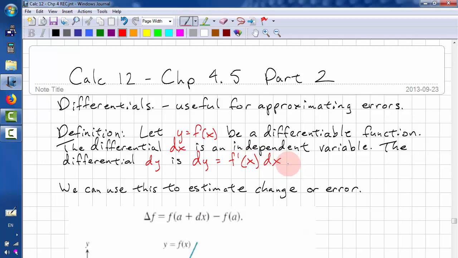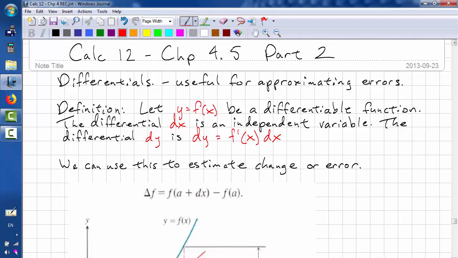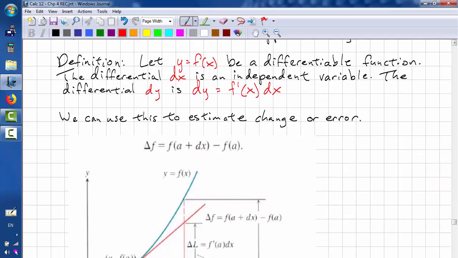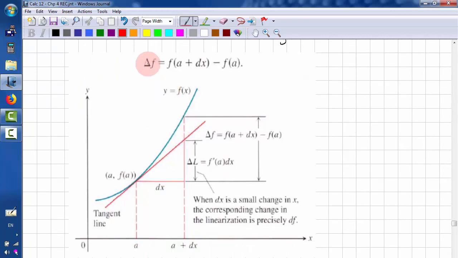Okay, this is confusing, so we'll look at it graphically. And how can we use this to estimate the change or the error? We're looking at the change in f. That's here to here. So if we have f of a, and we add dx, we have f of a plus dx. So the change is f of a plus dx minus f of a. So this is our change in f. If we use a linearization, this is the change in L. That is f prime of a times dx.